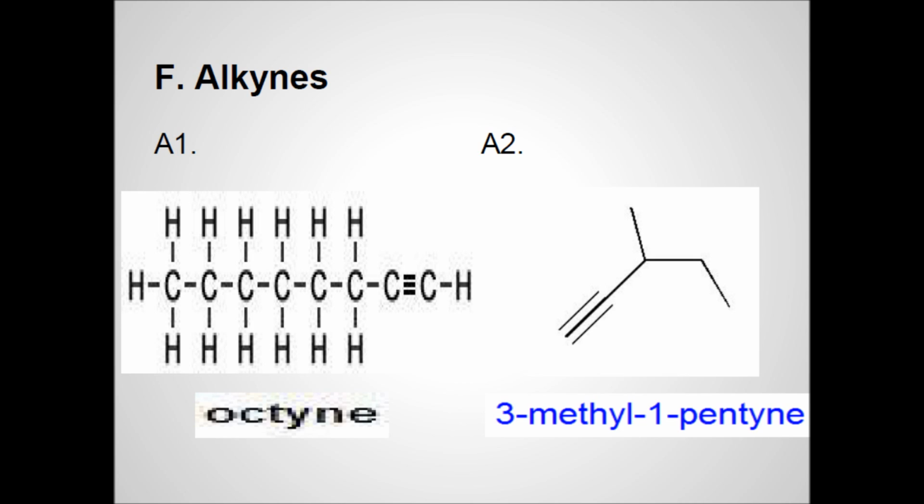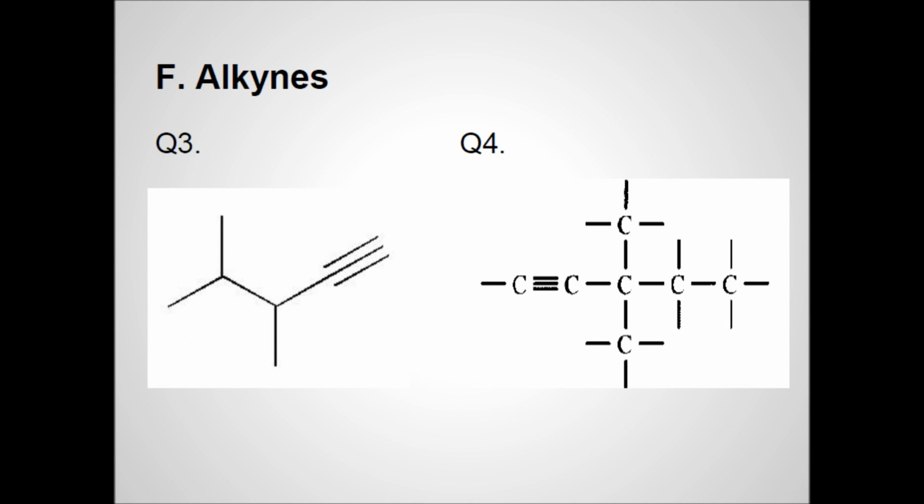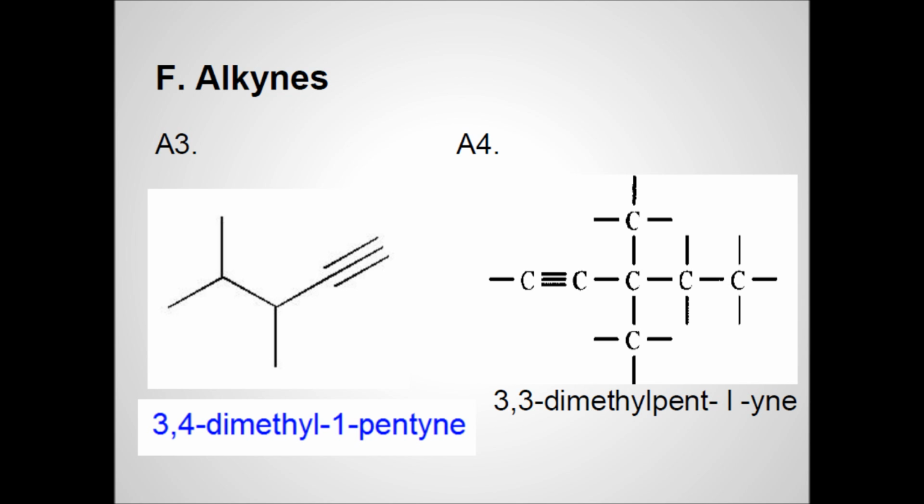For question 3, there are 5 carbons, which is the parent chain, and methyls on the third and fourth carbons. Then there is a triple bond between the first and second carbons, so it is going to be 3 and 4 dimethyl 1-pentyne. For question number 4, there are 5 carbons in the parent chain, and methyls on the third carbon, one on top, one on bottom, and a triple bond between the first and second carbons, so it is going to be 3 and 3 dimethyl pentyne.